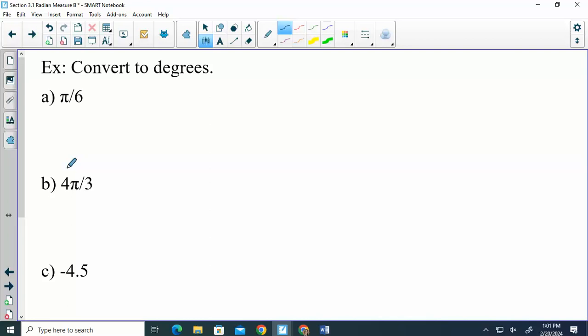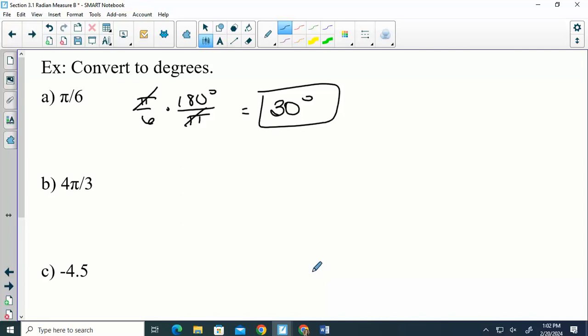So if I want to cancel my radians, what would I multiply by? 180 over pi. So we are doing pi over 6 times 180 over pi degrees. So my pi's cancel. 180 divided by 6 is 30. Degrees. Close.